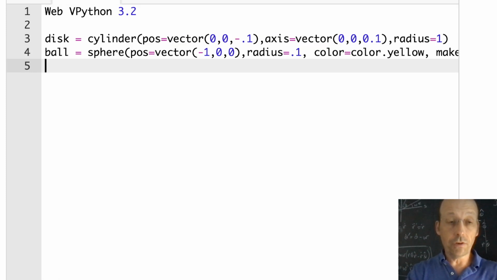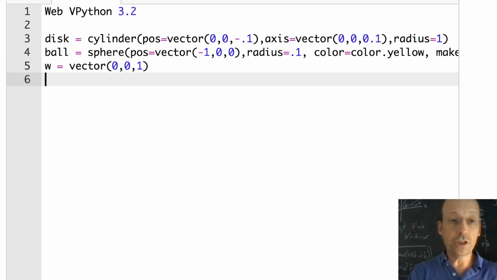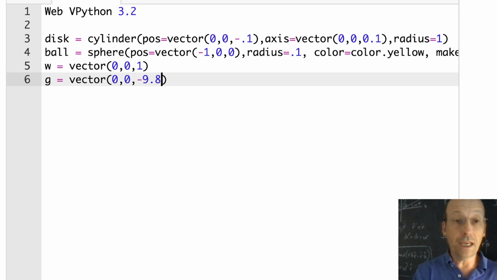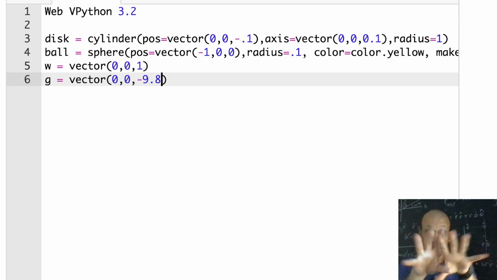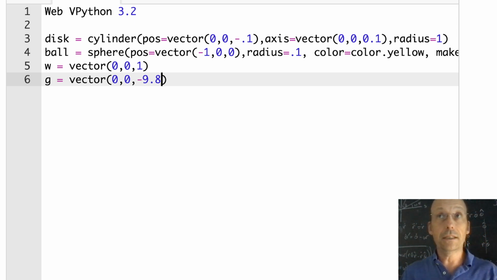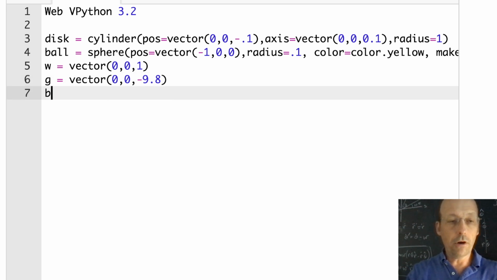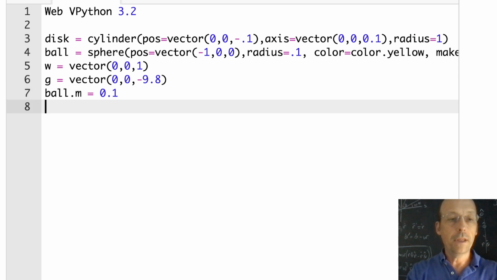I need my angular velocity. So let's say omega is vector 0, 0, 1. So the angular velocity, so it's rotating that way. My g vector, g is going to be vector 0, 0, negative 9.8. So again, I'm saying up and this is the z direction. That's the gravity. That's up and down. Okay. I need the mass of the ball. Ball.m. I don't actually need that. Is 0.1.